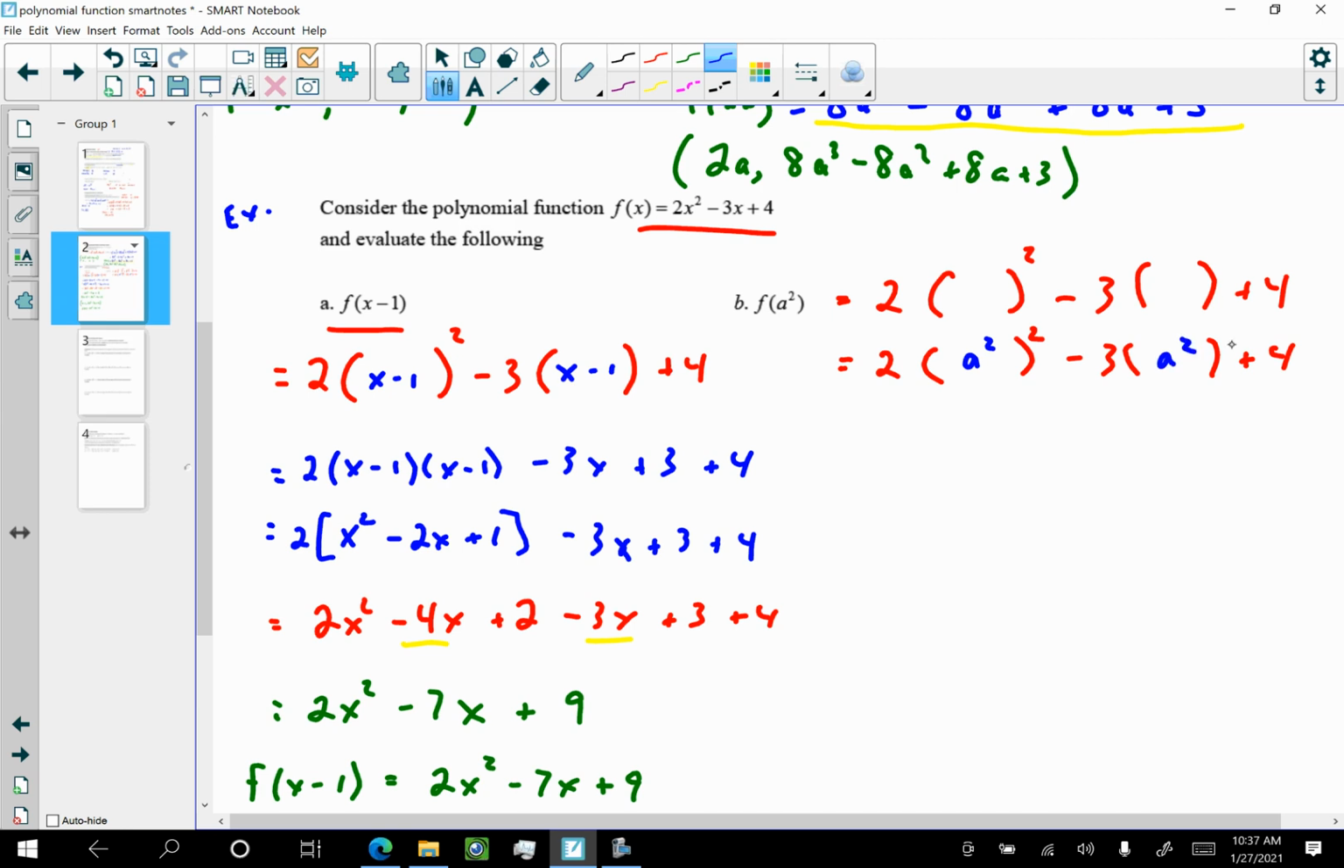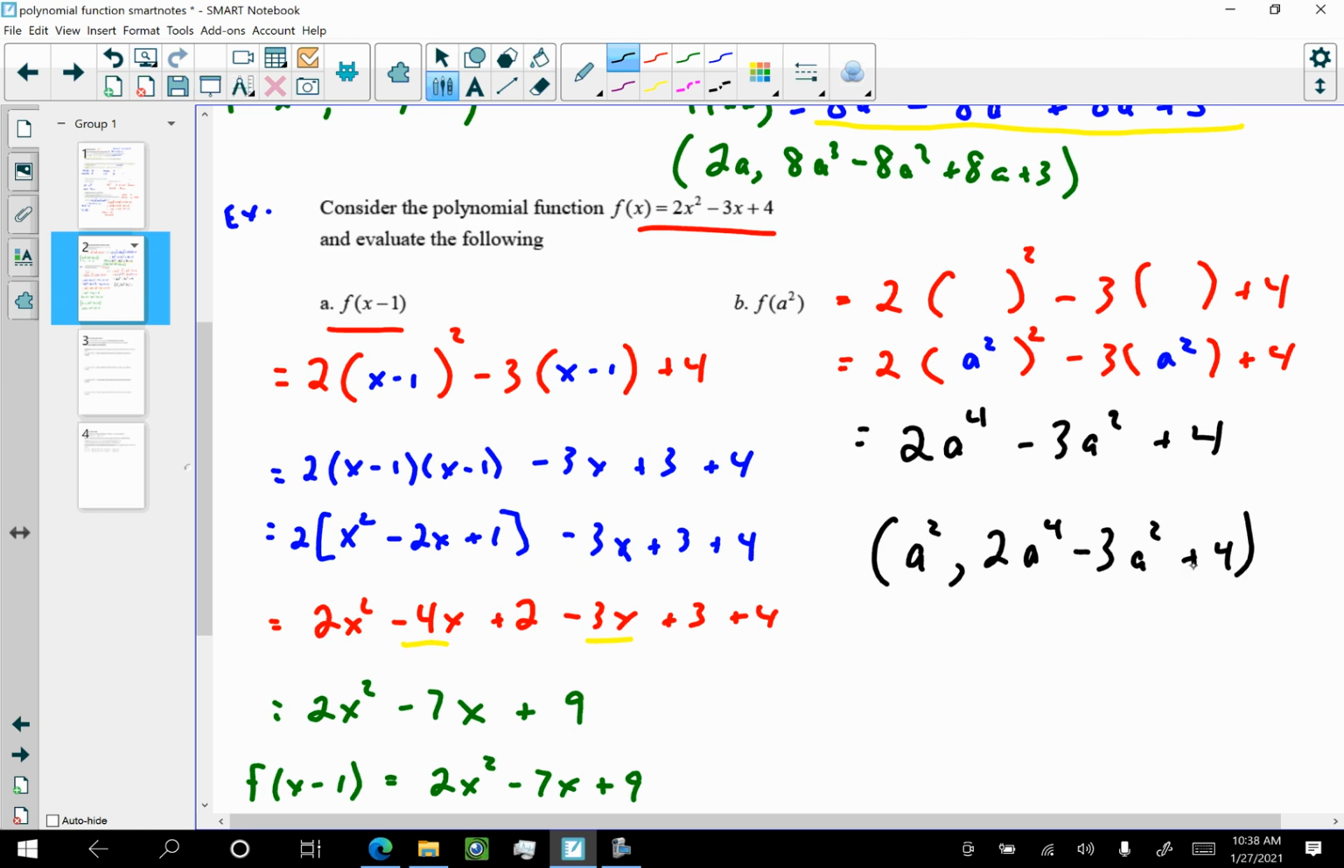Simple laws of exponents here. What is a squared squared? It's going to be a to the 4th, so that's 2a to the 4th minus 3a squared plus 4, easy peasy, much easier than this other rascal. And so what's the point? The point is going to be a squared, comma, 2a to the 4th minus 3a squared plus 4.